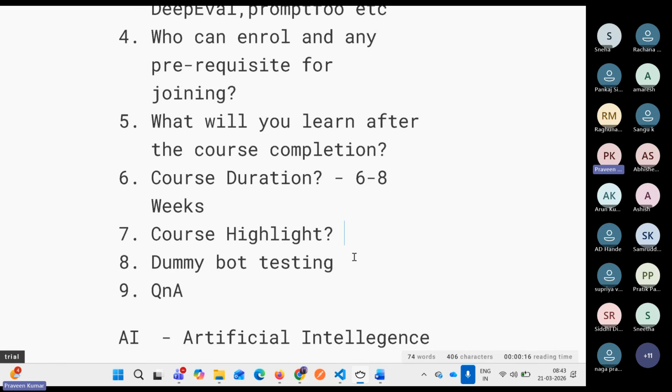Course highlight that you will be learning completely from scratch: Python, Deepeval, Ragas, and Promptfoo as libraries. You will develop an industry standard framework which you can directly utilize inside your organization. You will be learning CI/CD pipeline and prompt engineering as well, that is, how you utilize AI to generate good prompts in terms of testing.